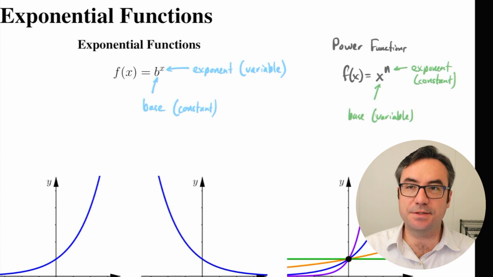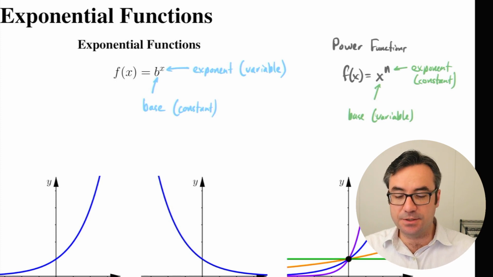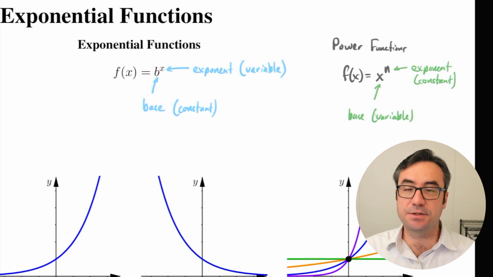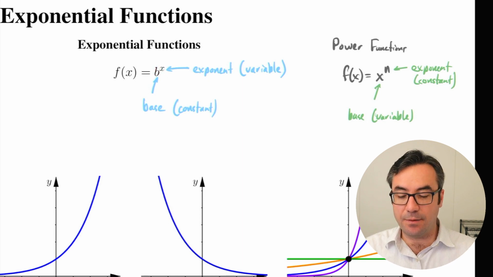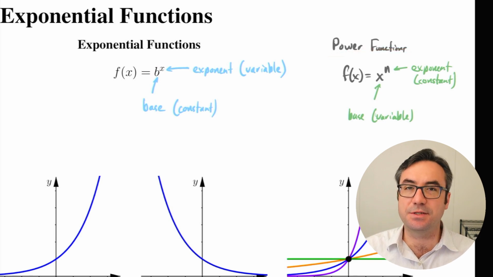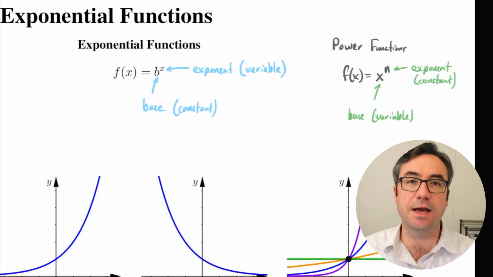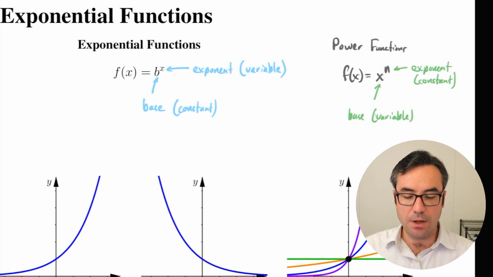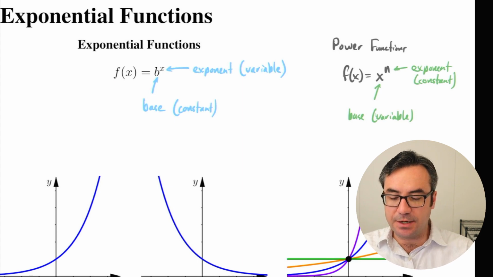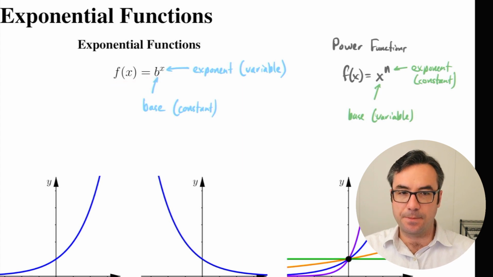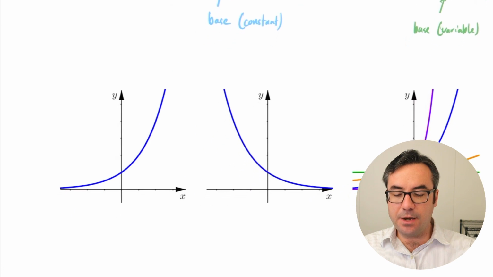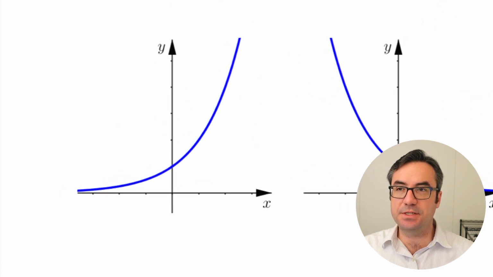So that's the main difference between what we're going to be looking at with exponential functions. The exponent is the variable part and the base term is a constant. With power functions, it's the opposite. The variable is on the main level and the constant term is upstairs in the exponent position. All right, so how do these exponential functions look? Well, the main graph is going to be something like this.